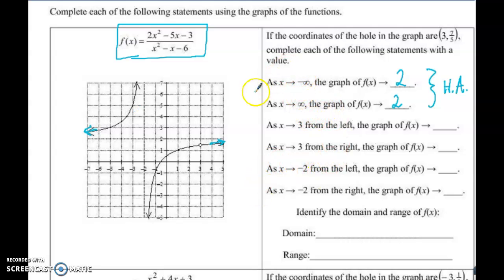So that's the end behavior, approaching infinity or negative infinity. These are your clues about the horizontal asymptote. All right, so let me change colors and talk about the next one.